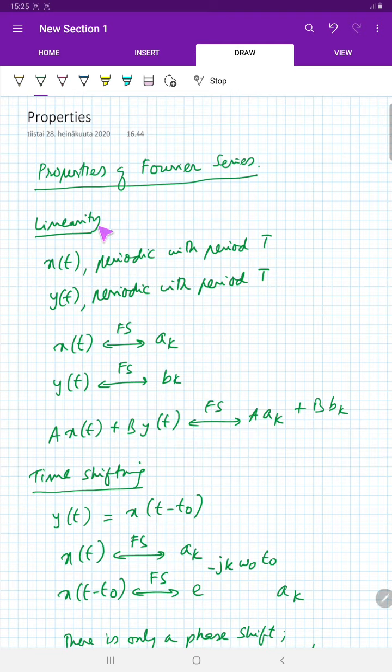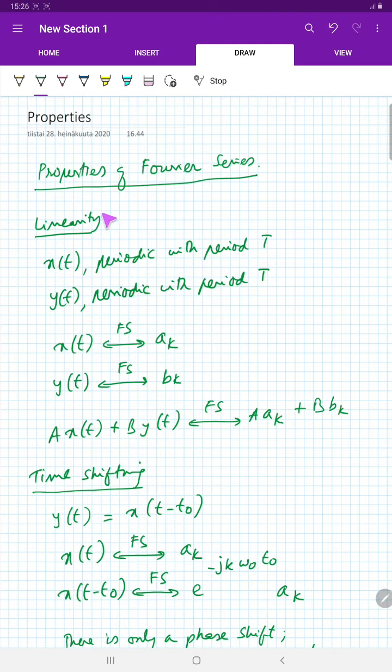Okay, the first property is that of linearity. In this video, most of the time we will be talking about the Fourier series of the signal x of t, which has a period T, and y of t, which also has a period T. The general notation: if you apply the Fourier series to x of t, you get the coefficients a k, and b k are the Fourier series coefficients of y of t. This dual arrow means that this transforms to this. This is the time domain, this is the frequency domain.